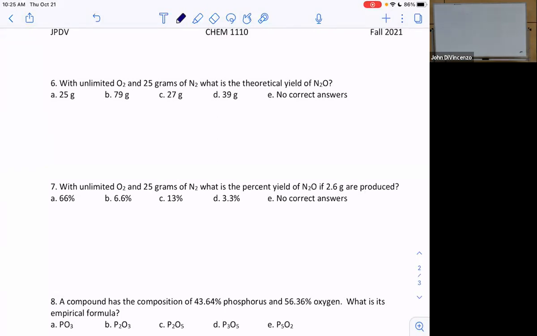grams of N2O. Right. So we want to figure out how many grams of N2O are produced. That's our theoretical yield. So Houston's right. We're going to take this 25 grams of N2 and convert it to moles, and then we can take that all the way to grams of N2O. We don't compare it. This is just theoretical yield. The next one is percent yield. So let's do that.